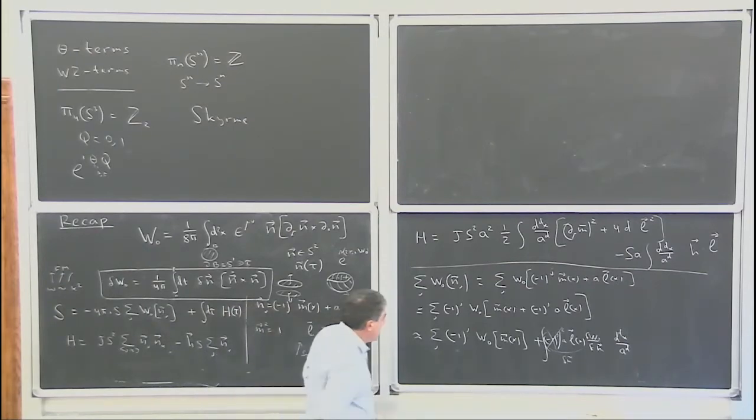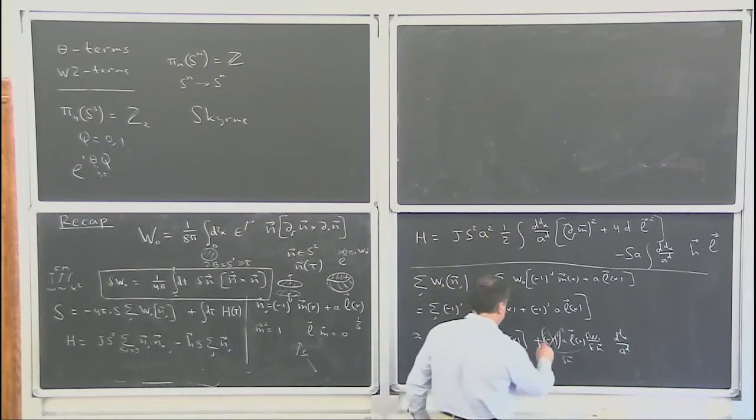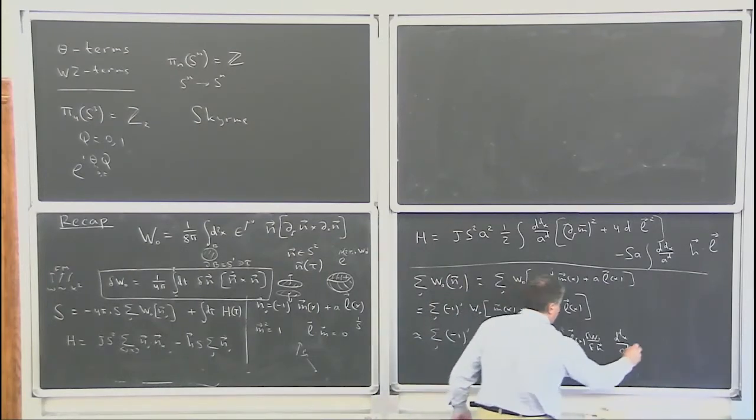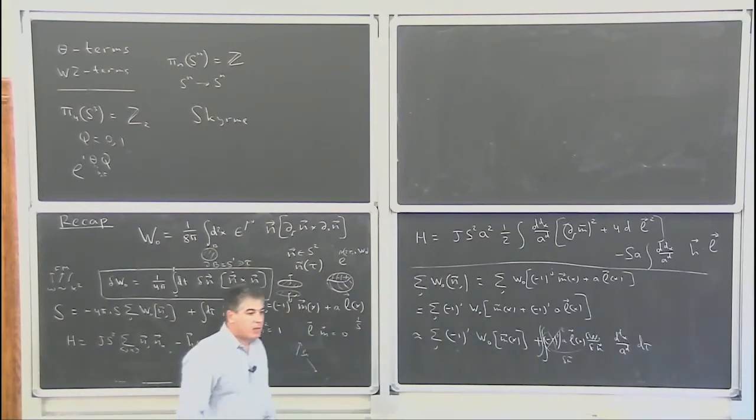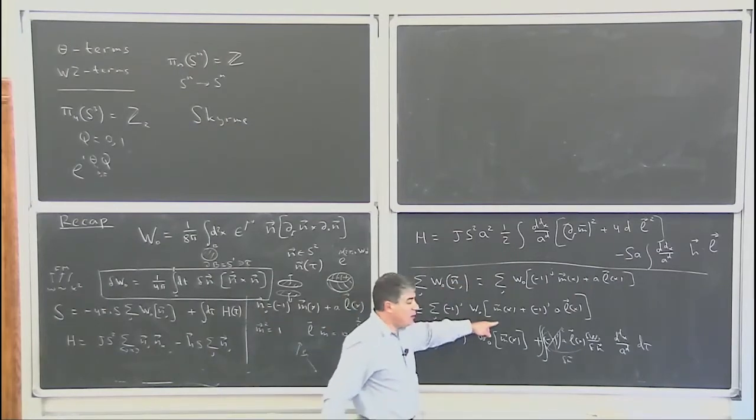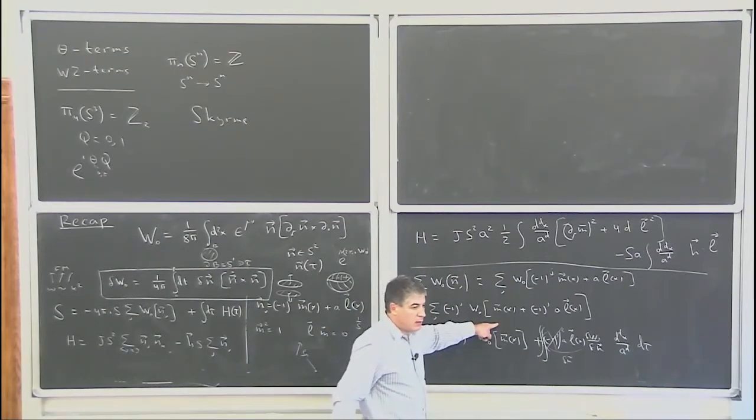And one more thing is the time integral, right? And the integral over d time. Yes? Questions? I think I missed the passage between the first line and the second line. First line and second line? Why can't we take out the minus 1 to the j?